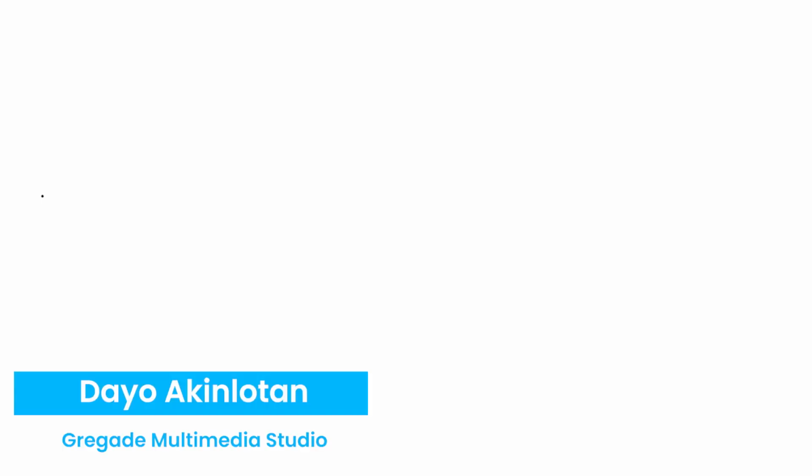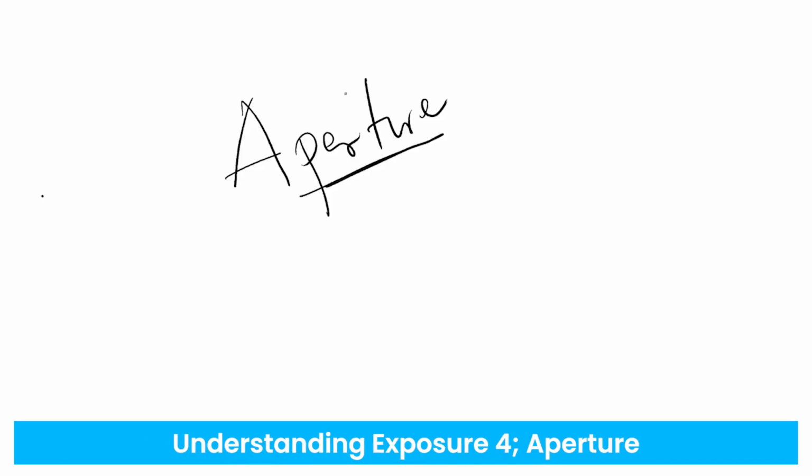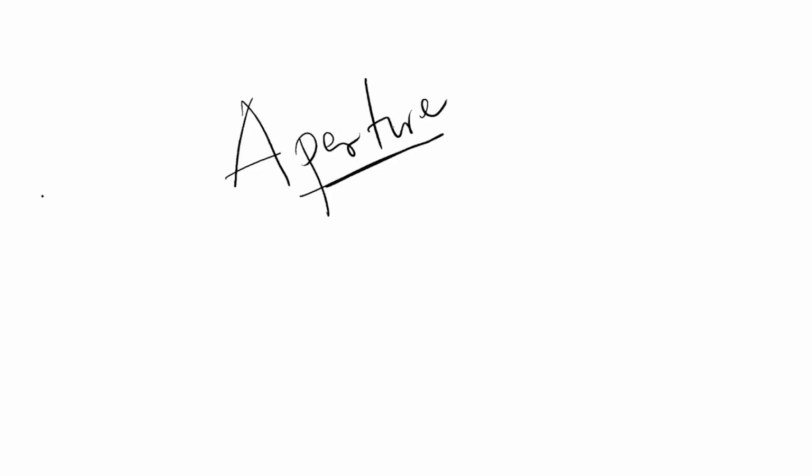Let's first discuss aperture. Aperture. What is aperture? Aperture can simply be referred to as a diaphragm that is covering the lens.